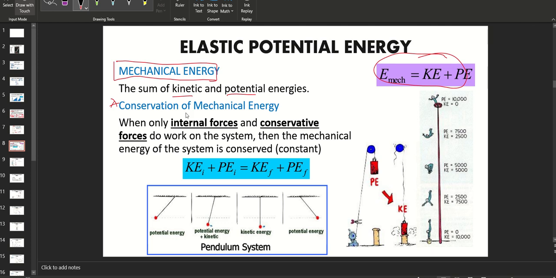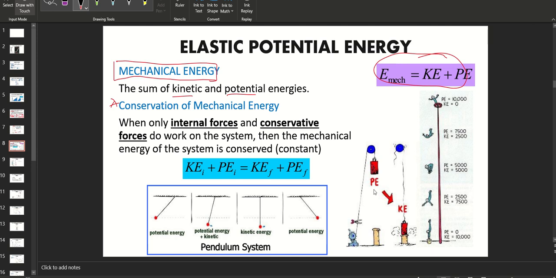So the conservation of mechanical energy shows here that when only internal forces and conservative forces do work on a system, the mechanical energy of the system is conserved or constant. So it says here that the energy input is also equivalent to the energy output. Okay, so I'll show you later.